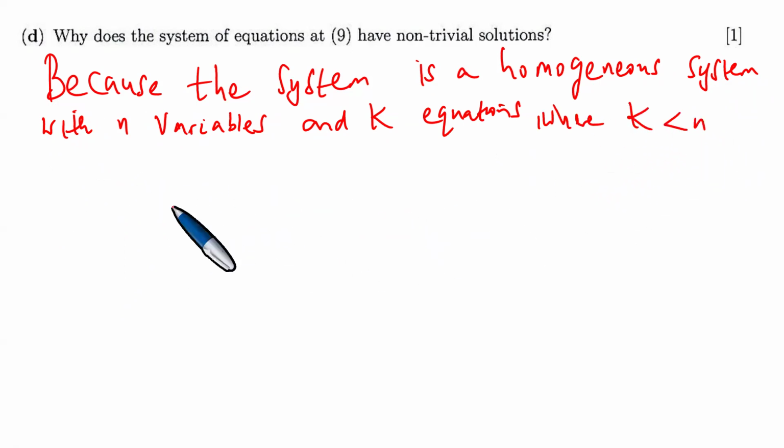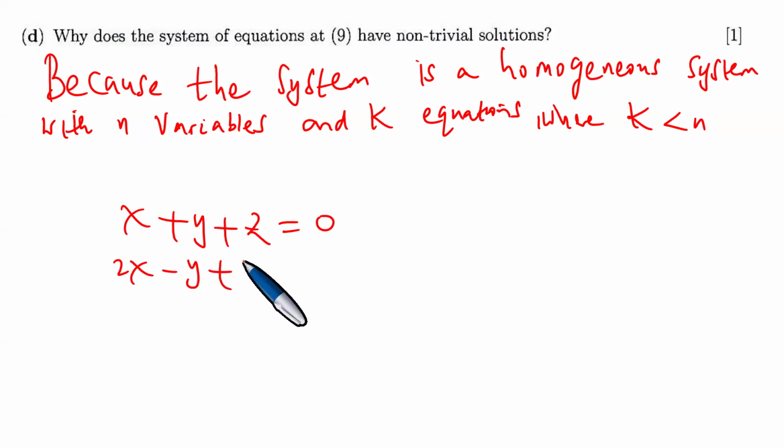All right, so what are we effectively saying here in a nutshell? Which one is bigger? n is bigger than k. So in other words, it means that you have more variables than equations. For example, you can have x plus y plus z equals 0, and it's homogeneous, so it's equal to 0. And then here we might have 2x minus y plus 3z equals 0. So you are having more variables than equations. Here the variables are 3 and the equations are 2.